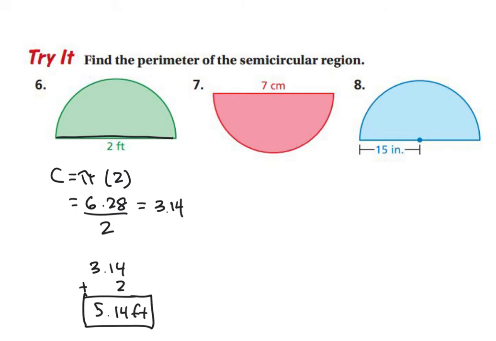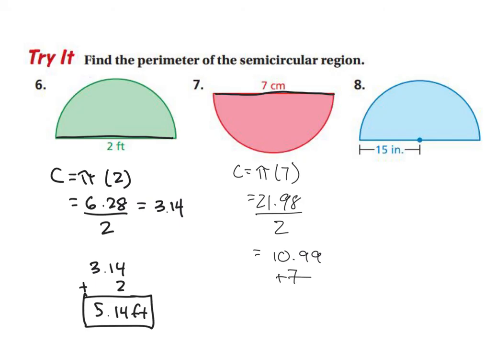For number 7, we'll go circumference equals pi times radius. 3.14 times 7 is 21.98. We'll divide that by 2 because we only have half of a circle, so we have 10.99, and then we're going to add the diameter of 7 to get 17.99 centimeters.